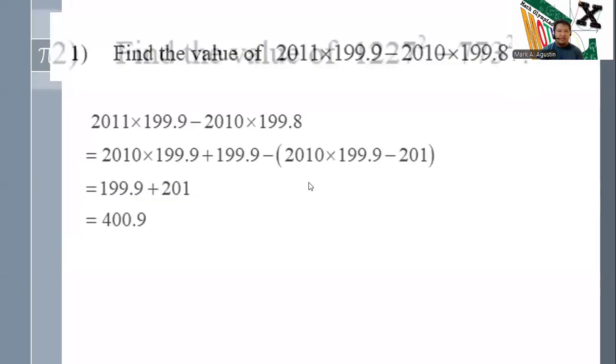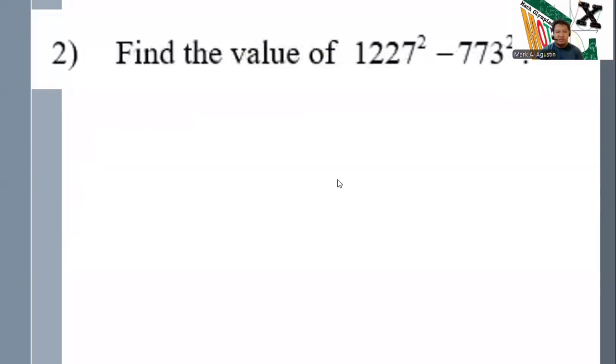Okay. How about this one? This is a little bit of a technique also. 1,227 squared minus 773 squared. If you want to write your answers, you can try to write your answers in the chat box for this question. Okay. Again, try to write your answer. May I ask, what will be your answer for this question?